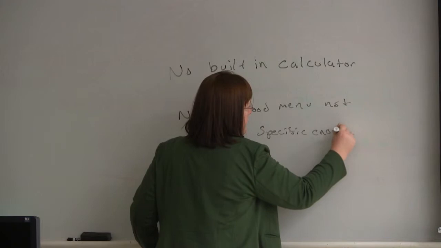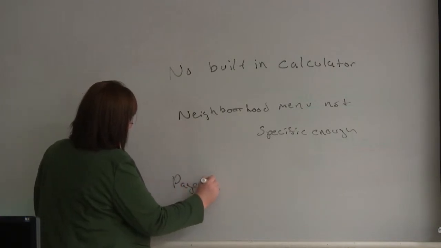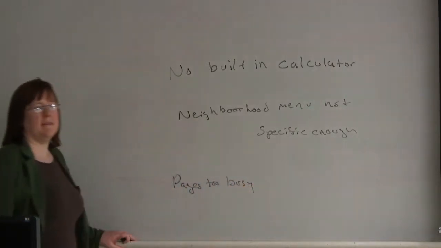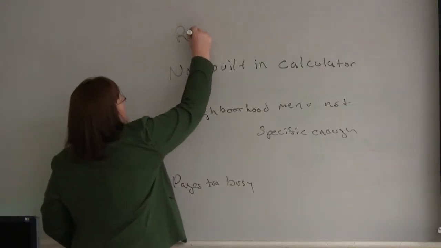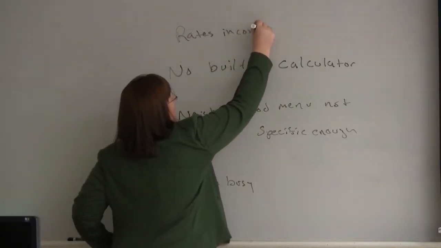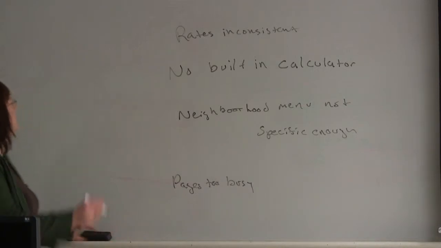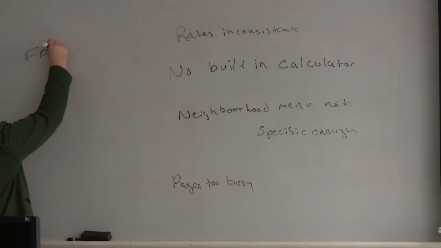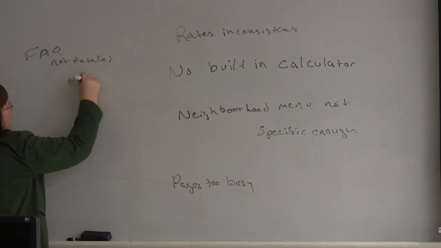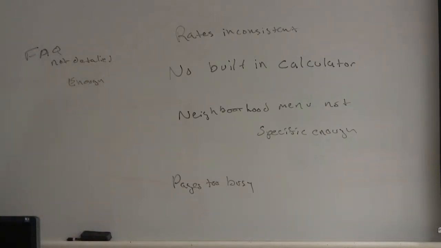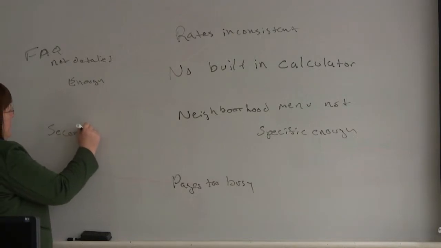Any others? Anything else? Rates were not consistent. Yeah, that's a big one. Anything else? The FAQs were not detailed enough. Anything else? I think just in general, all the secondary navigation, once you got past it, was kind of hard to follow. There's a great big long list.